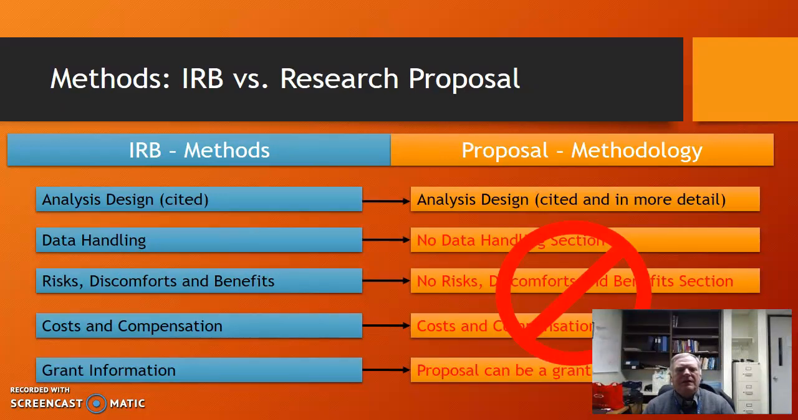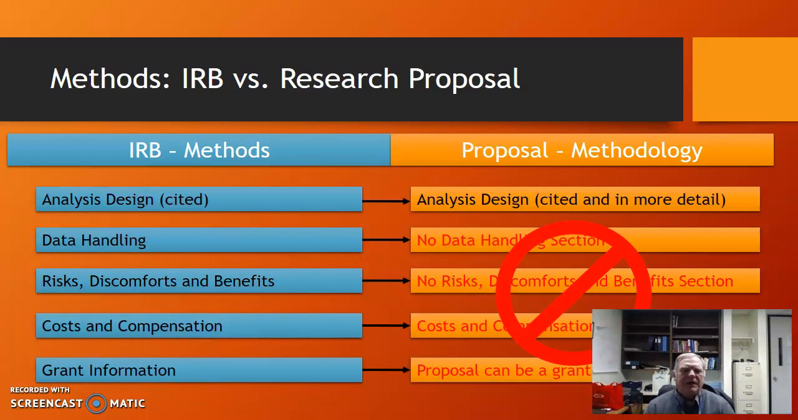In the IRB, there's also an analysis section, and it wants to know how you're going to analyze your data once you collect it. The methodology or the proposal has the same thing. There's an analysis section, and for the proposal you don't have to go into great detail, but it needs to be cited, and you need to explain how you're going to analyze the data.